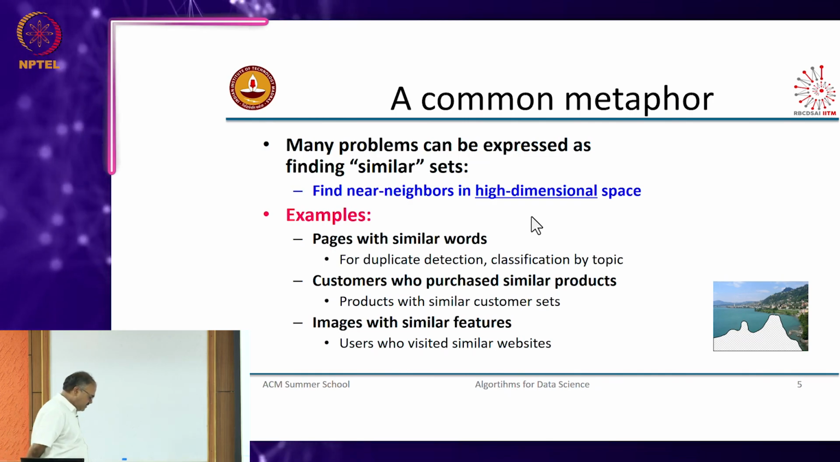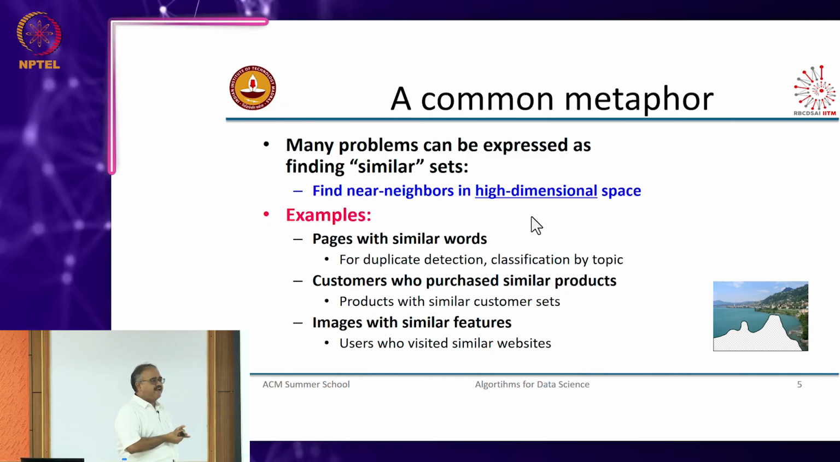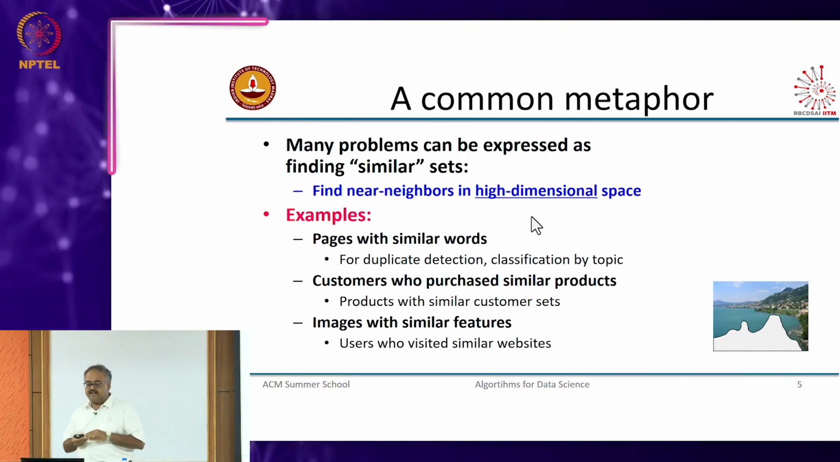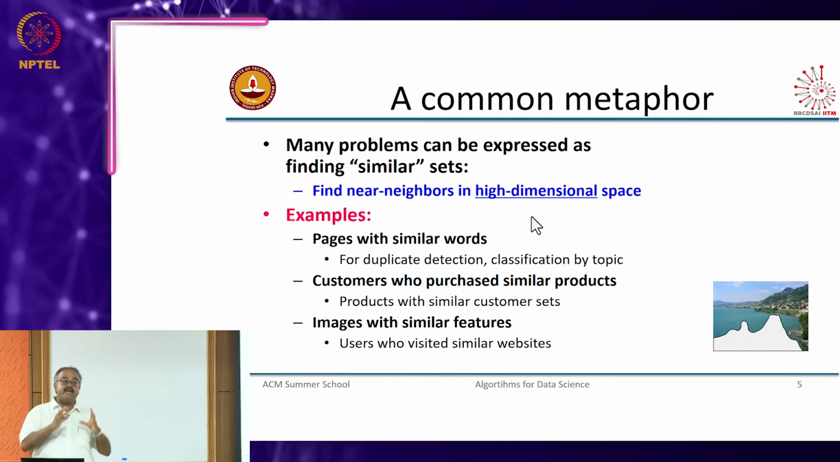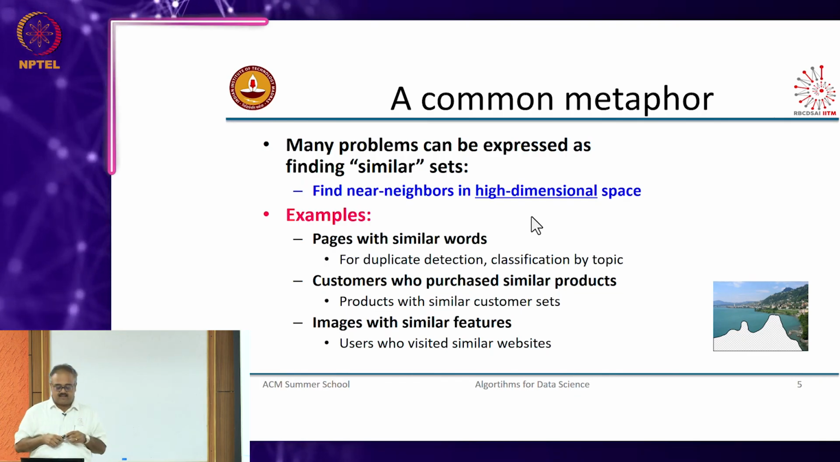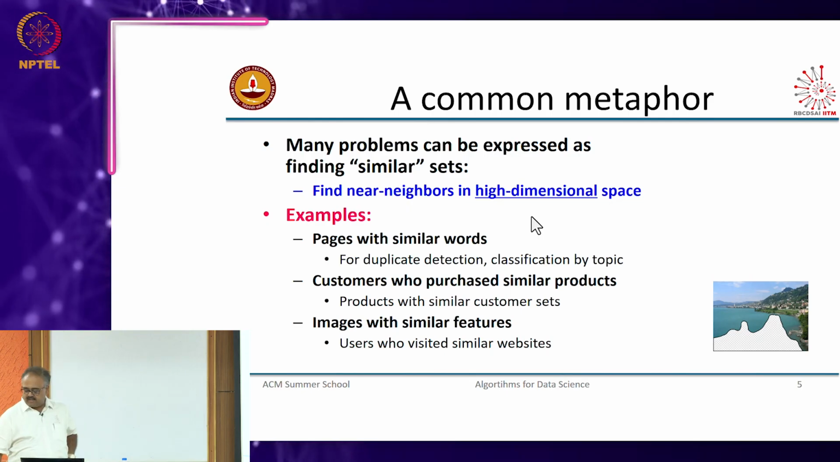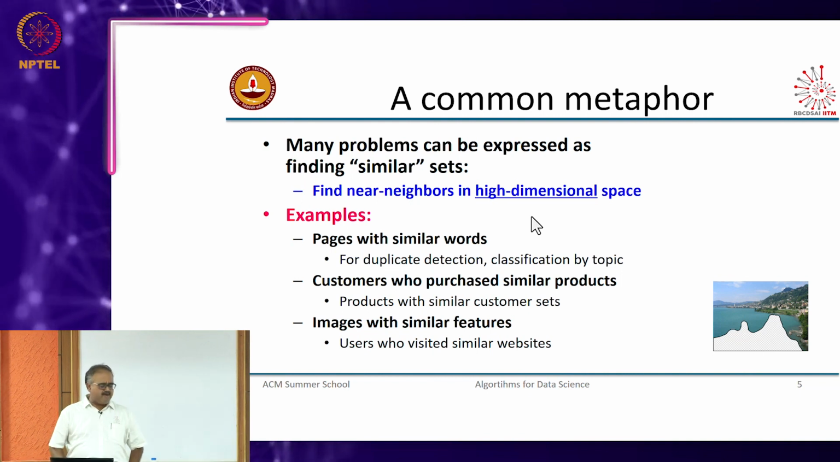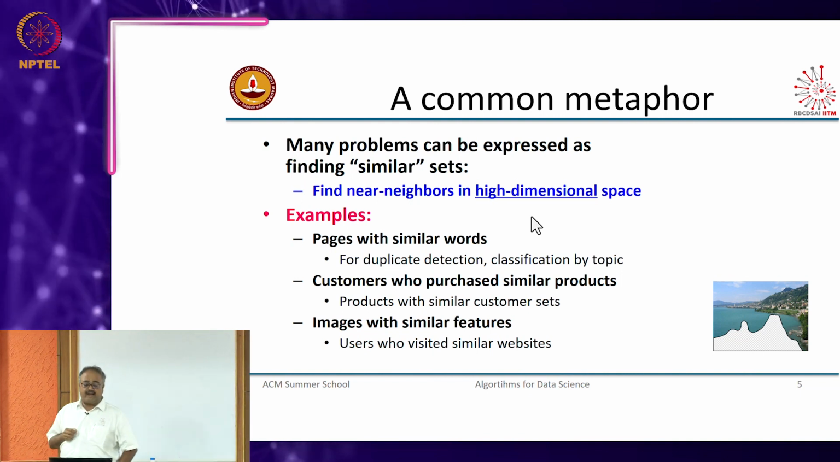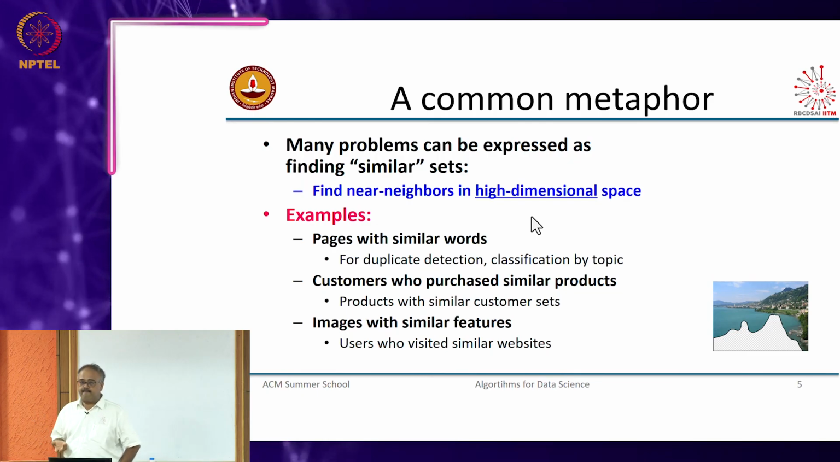It turns out that a lot of problems that we would like to solve can be expressed as finding similar sets, what we call finding near neighbors in a high dimensional space. For example, one use case that I'm going to take and delve a little bit in depth is finding duplicates in text documents.